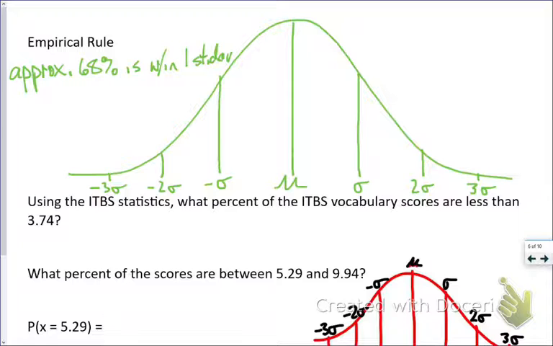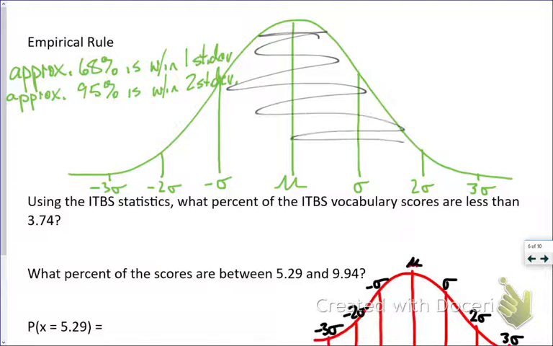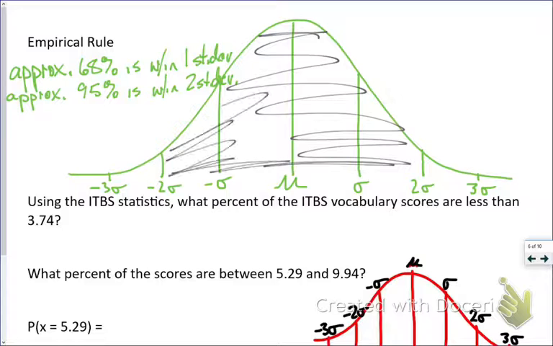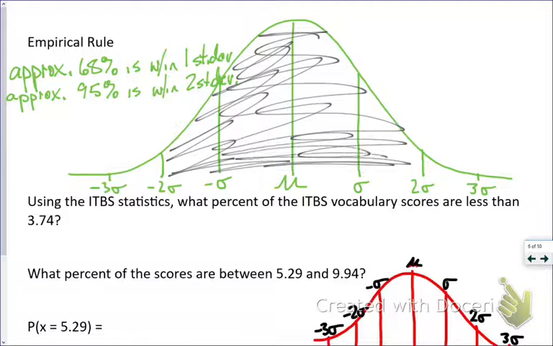We know that approximately 95% is within 2 standard deviations. So once again, if I was to shade all of this area here, that's almost the entire distribution. That's 95% of the whole.